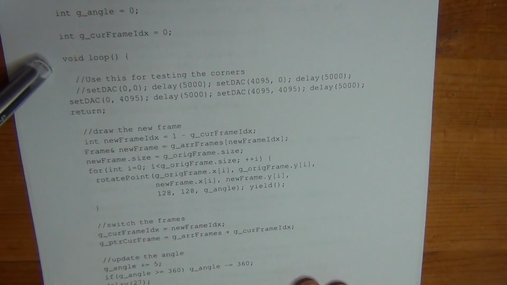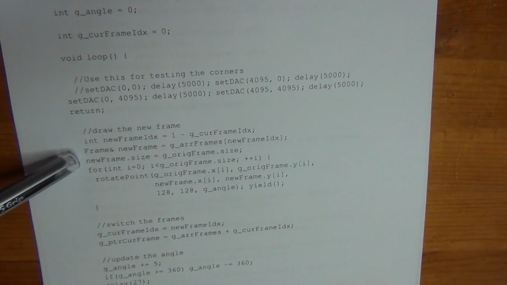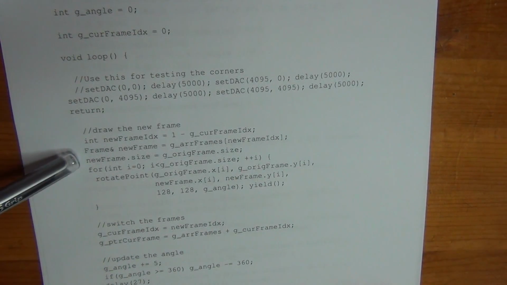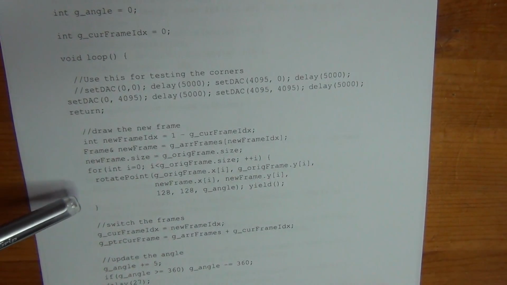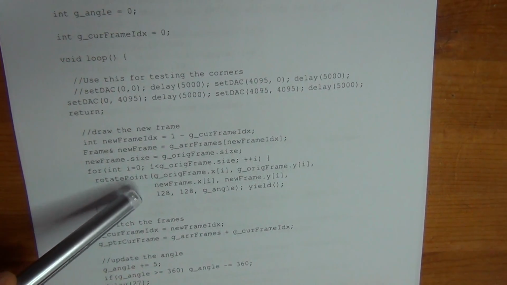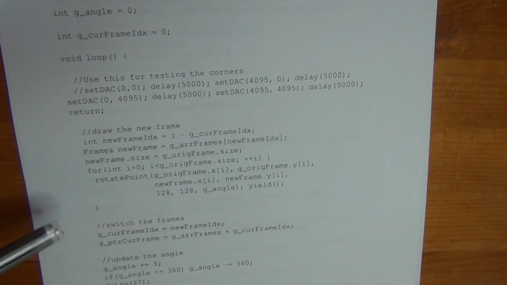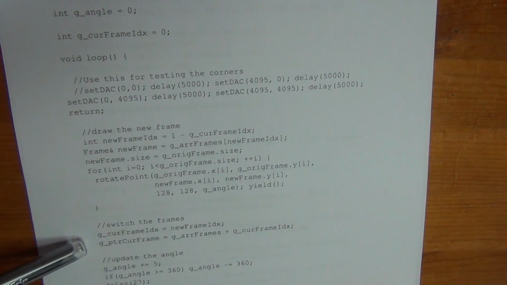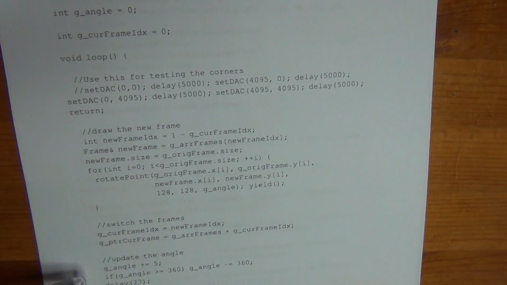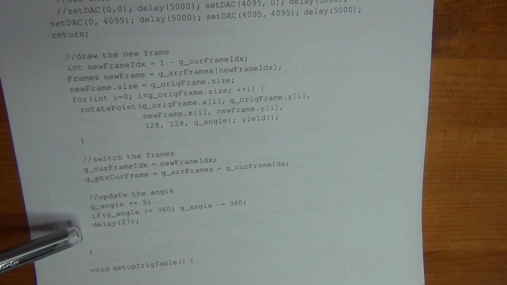For the main loop, it does the following. It prepares the hidden frame, and for that it just basically takes the original frame and rotates all of its points by a preset angle. When it's done with that, it just switches the frames around and updates the angle, basically increments it by 5 degrees. And if the angle goes over 360 degrees, it returns it back into the range.